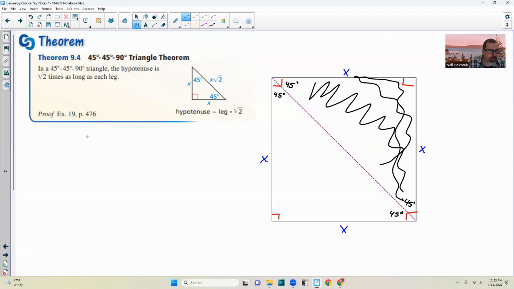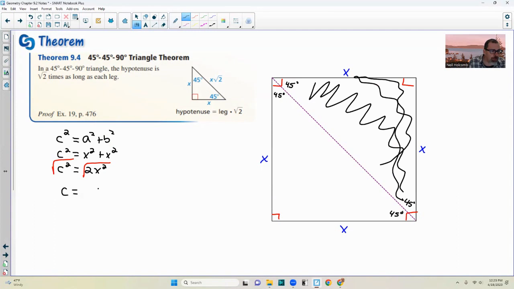Well, the Pythagorean theorem says a squared plus b squared equals c squared. I like putting the c squared on the left. I don't know what c squared is, so I'm just going to leave it c squared. But a is x, so I'm going to substitute in x. B is also x, so I'm going to substitute in x. Simplify. c squared equals x squared plus x squared, which is 2x squared. How do I get c by itself? Take the square root of both sides. When I take the square root of c squared, I get c.